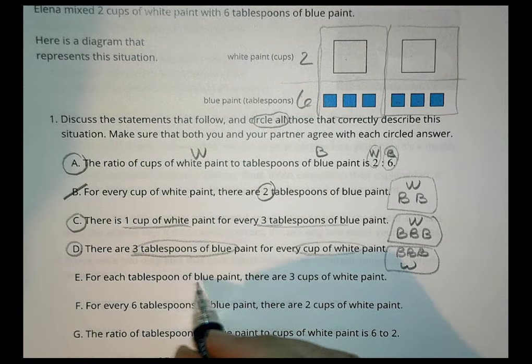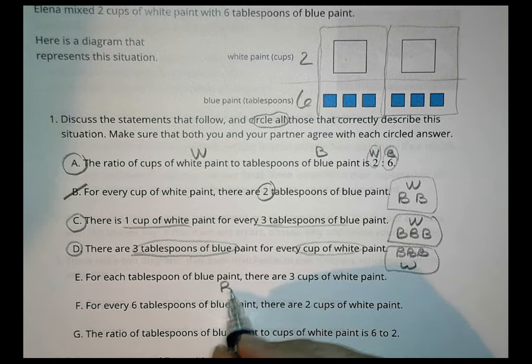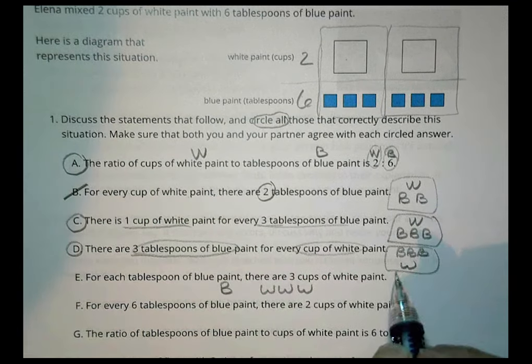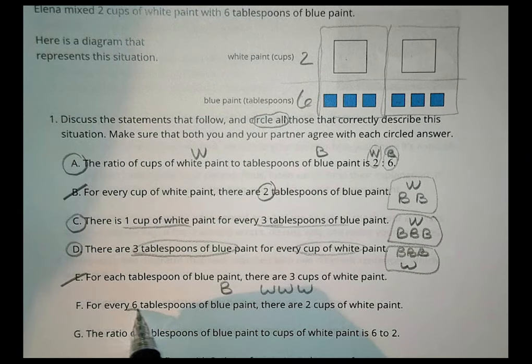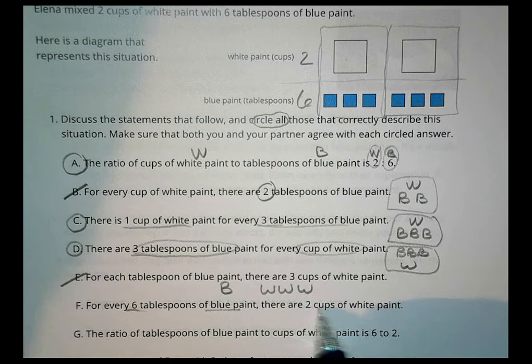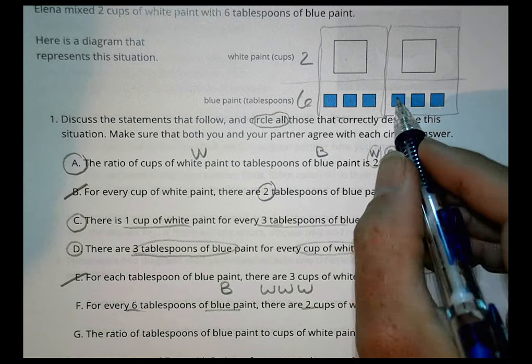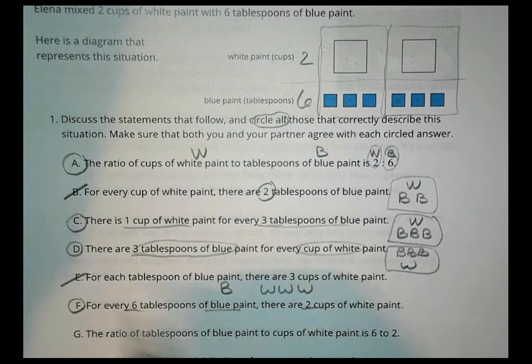How about this one? For each tablespoon of blue paint, there's 3 cups of white. Okay, that would be 1 blue and 3 white. Is that what we see here? Nope, not going to happen. For every 6 tablespoons of blue paint, there are 2 cups of white. So 6 blue, 1, 2, 3, 4, 5, 6, and 2 white. That is a true statement there.